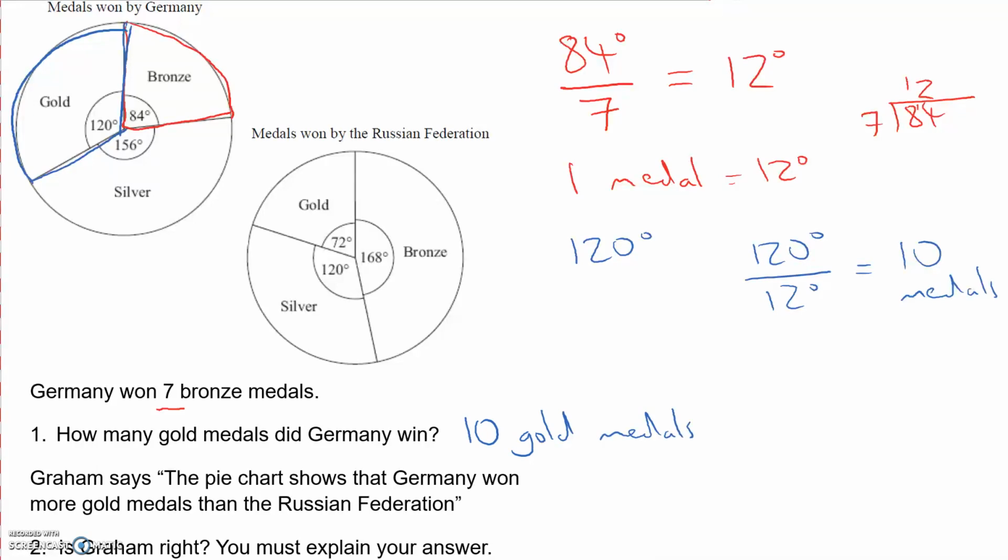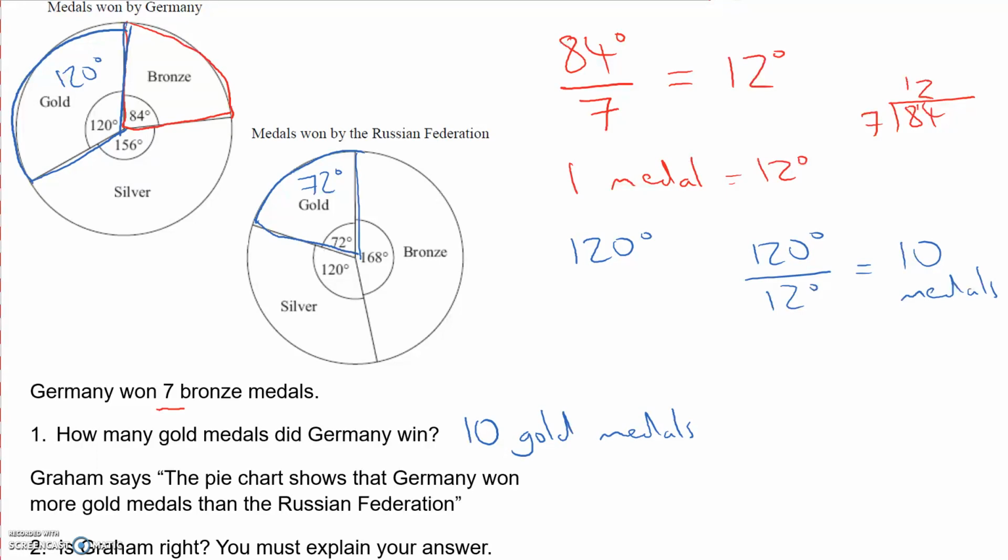Right, Graham says, the pie chart shows that Germany won more gold medals than the Russian Federation. Is he right? And you must explain your answer. Well, if we look at the gold medal part of the Russian Federation pie chart, that's only worth 72 degrees. The gold part of our Germany pie chart is 120 degrees. So it's definitely true that the area of the pie chart on the Germany one is bigger for gold than it is for the Russian Federation.